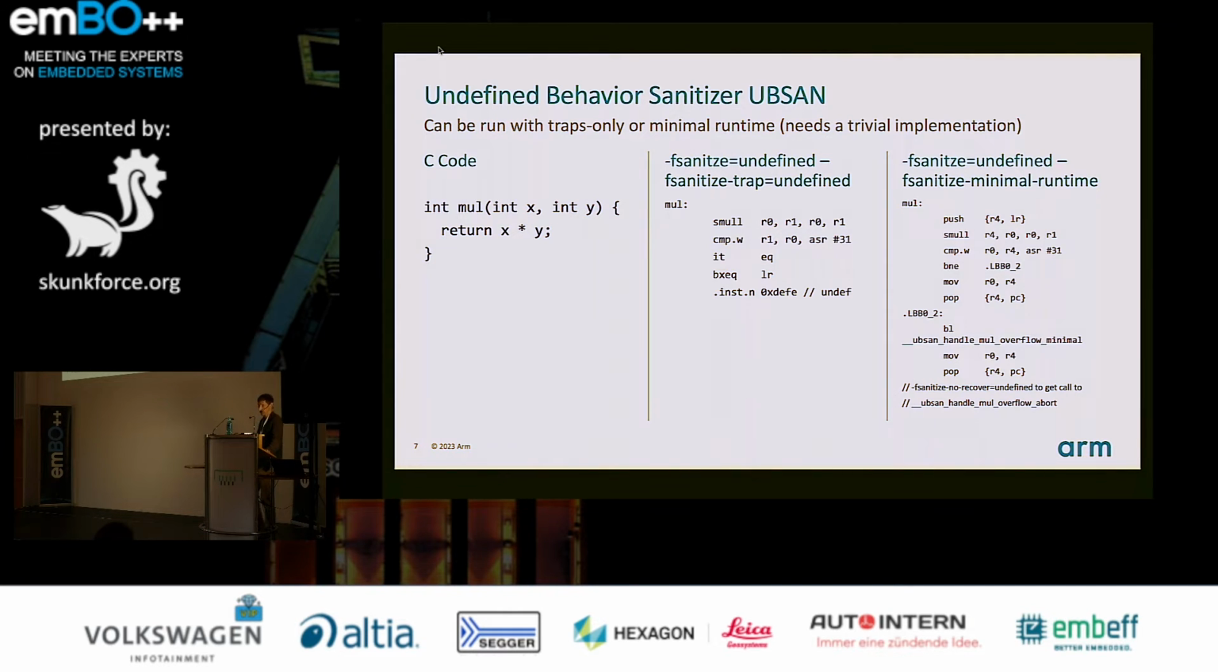Now, there is actually something called the minimal runtime, where instead of halting, it will just call a known UBSAN runtime function. And with a minimal runtime, you can implement this yourself fairly trivially. You might have it write to a serial console or something like that and say, hey, this undefined behavior happened, and continue. But the main message I'd like you to take away from that is that you can actually use some forms of undefined behavior sanitizer fairly simply and without any extra library requirements, and the overhead is fairly low.